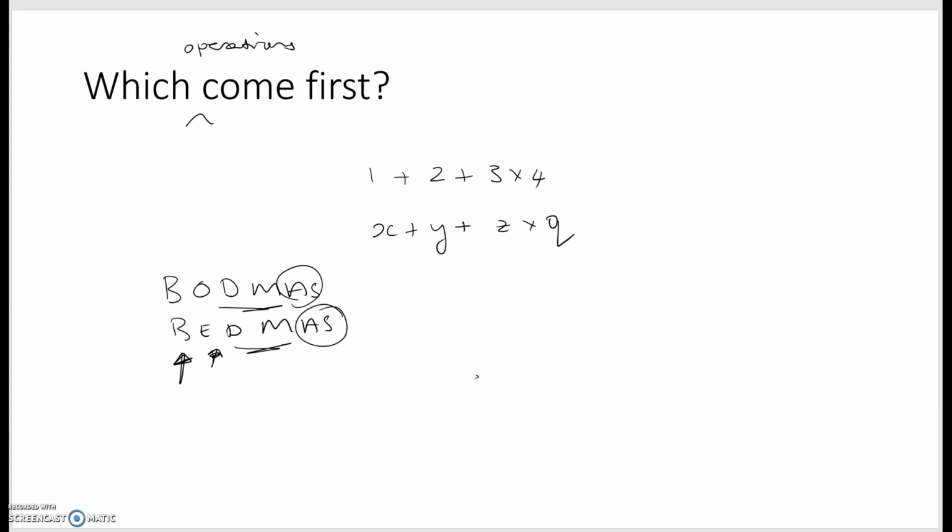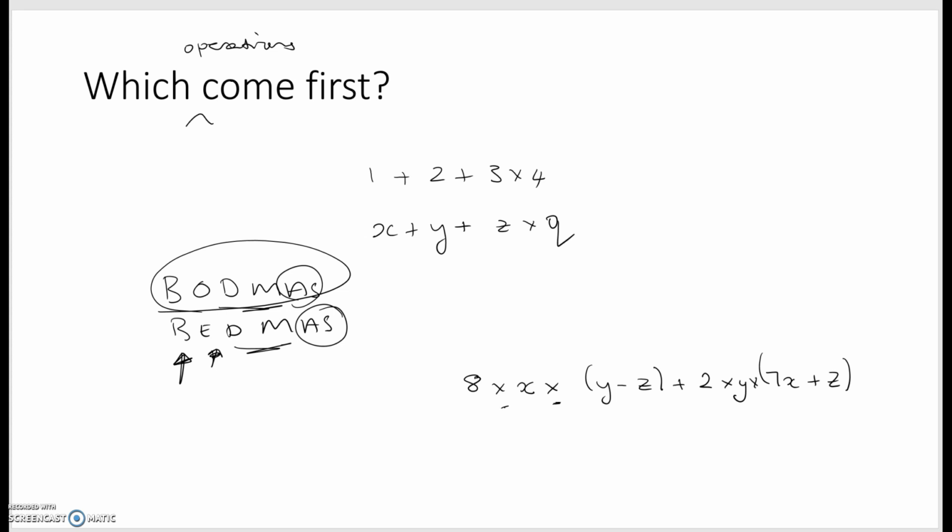So if we had an example that said 8 times x times y minus z plus 2 times y times 7x plus z, we need to deal with the brackets if we can, or then deal with the multiplication in the order that we know about. Now there's nothing we can do in the brackets there, so we need to deal with the multiplication first. So that's this operation here.